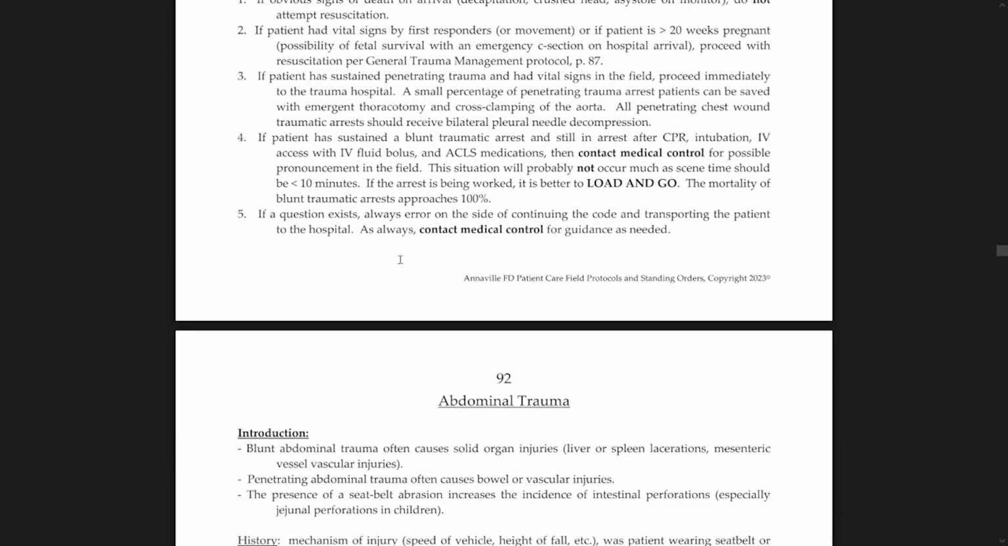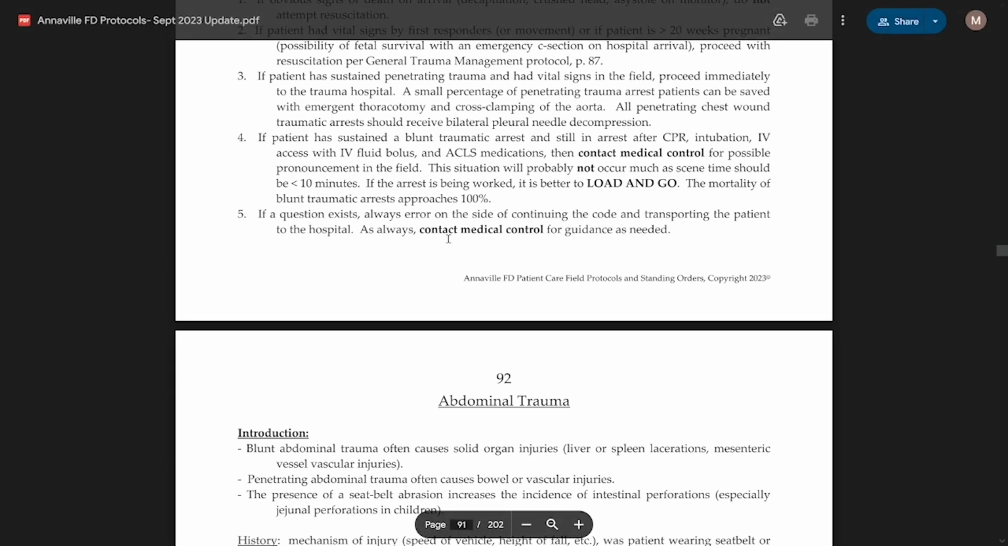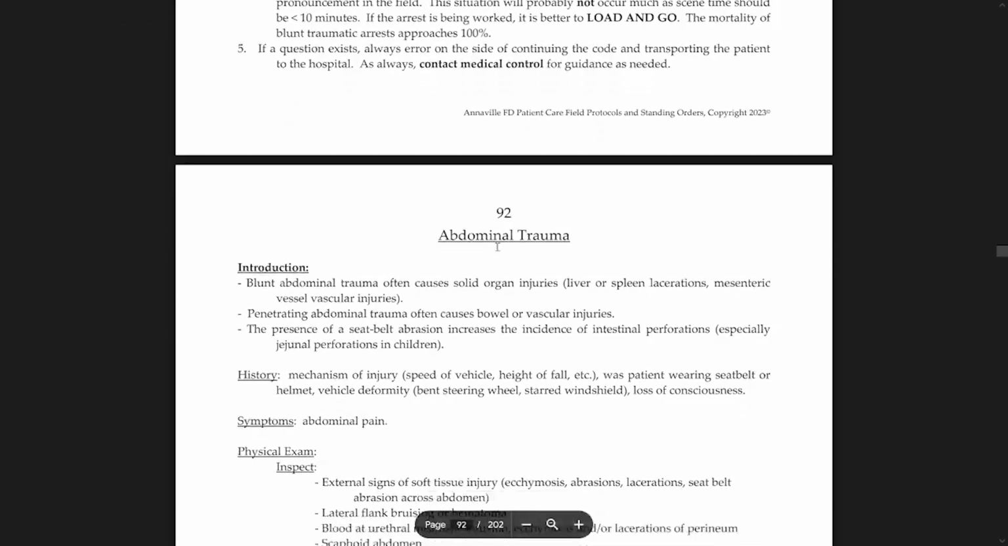If a question exists, always err on the side of continuing the code and transporting the patient to the hospital. Always contact medical control for guidance as needed.